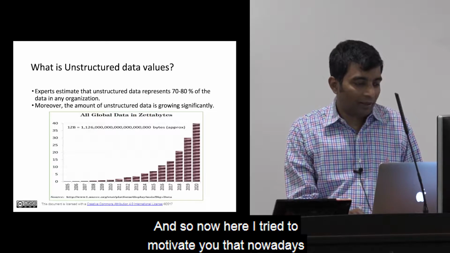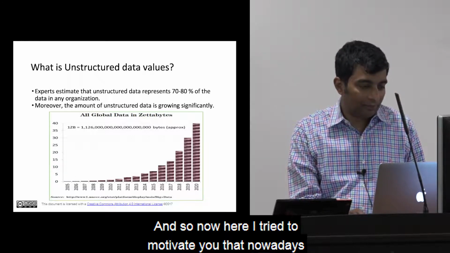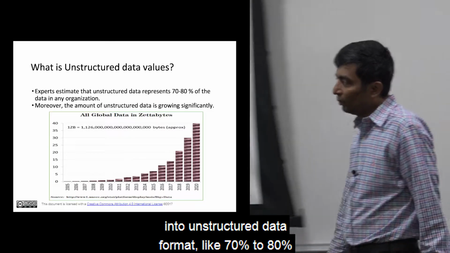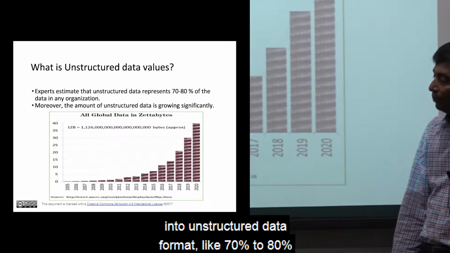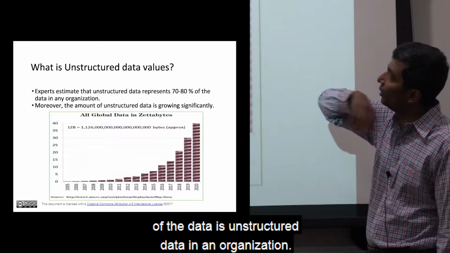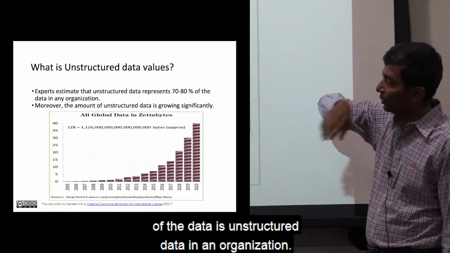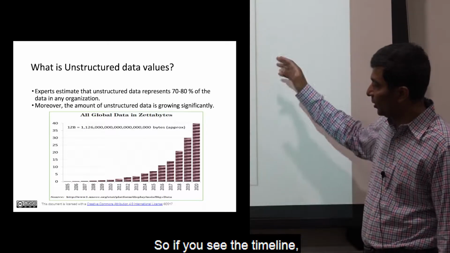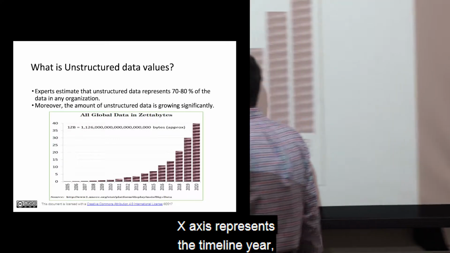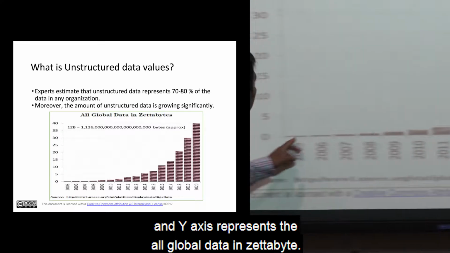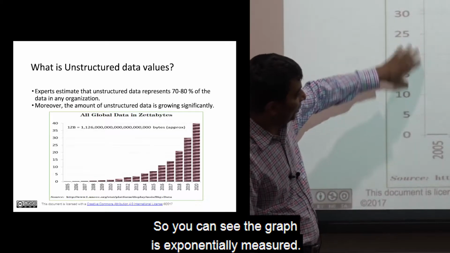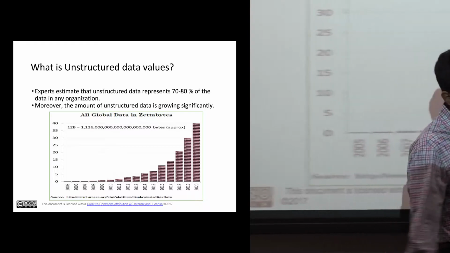Now here I try to motivate you that nowadays when you deal with data, most of the data falls into unstructured data format, like 70 to 80% of the data in an organization. And this rate is growing exponentially. If you see the timeline, the x-axis represents the year, and the y-axis represents all global data in zettabytes. You can see the curve is exponential in nature.